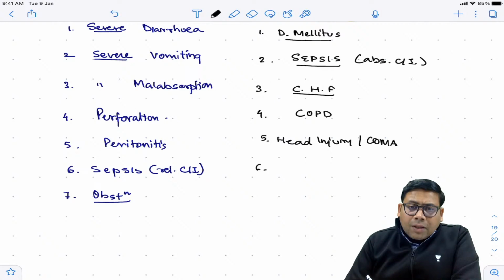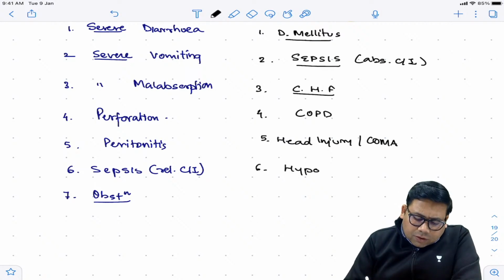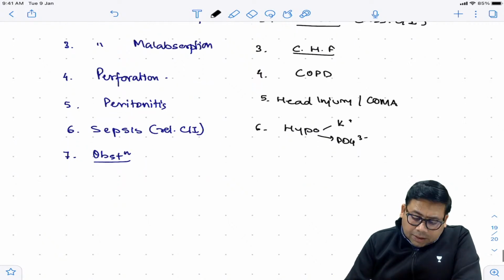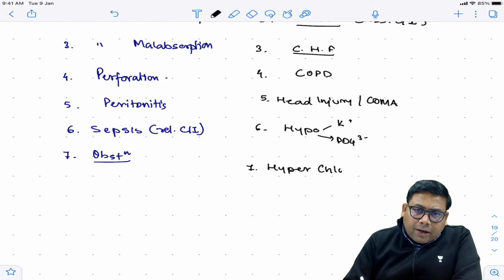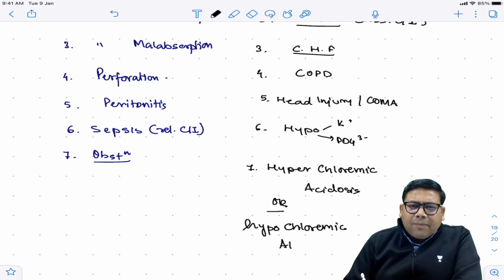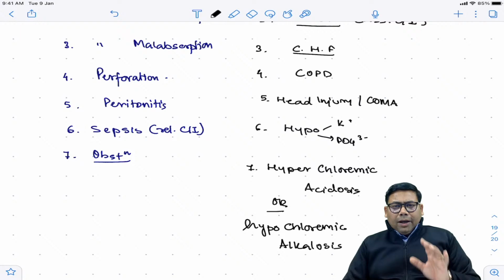The sixth is in case of hypokalemia. So hypokalemia and hypophosphatemia, they are important things. And then a state of hyperchloremic acidosis, or hypochloremic alkalosis. So you can say basically acidosis, alkalosis, electrolyte imbalances, they are very important and should be taken care of.